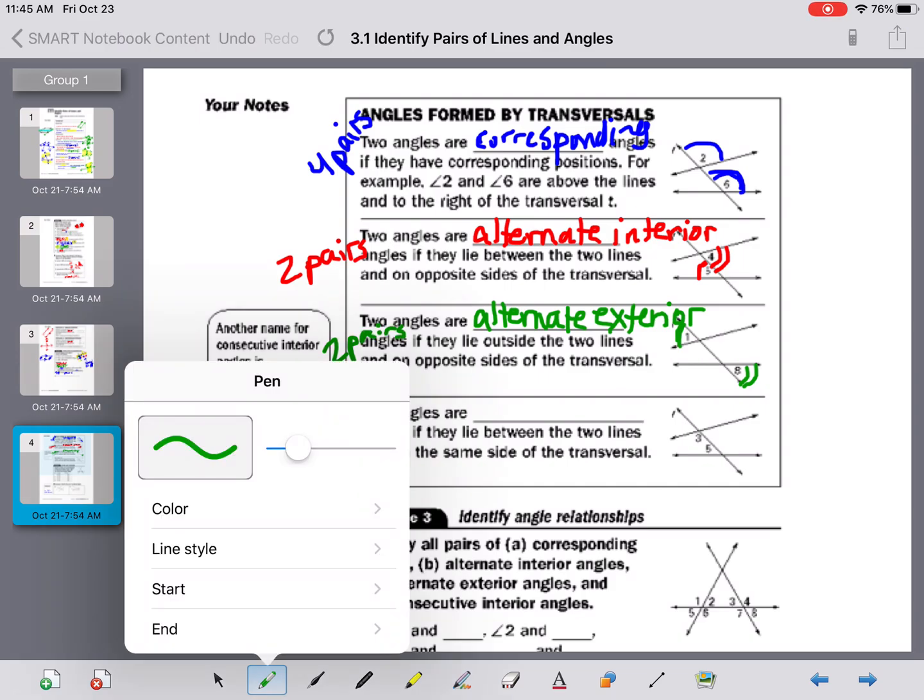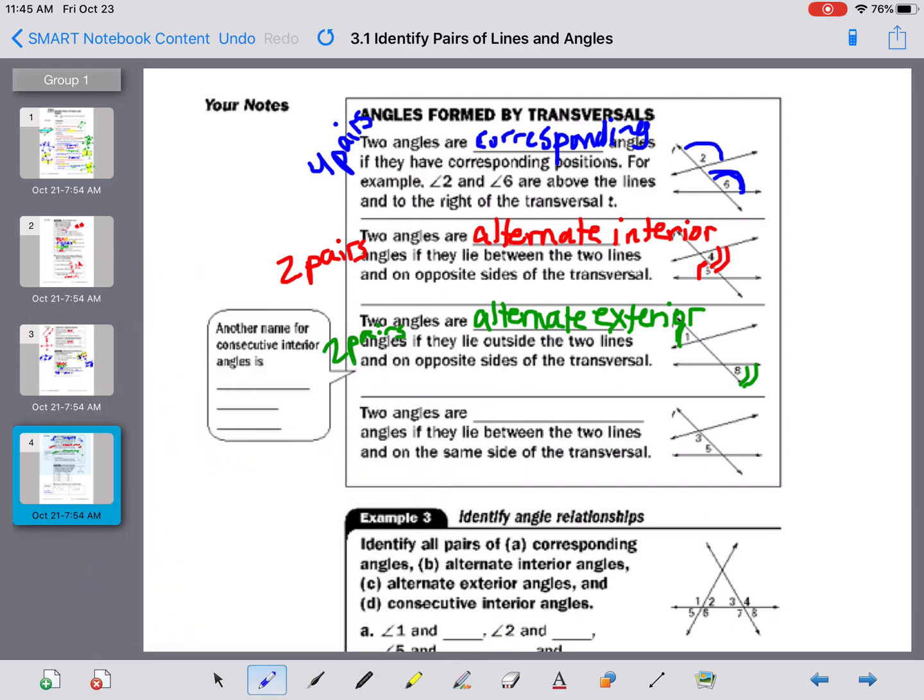Okay, and finally, the last one we have for vocab, two angles, if these are inside on the same side, right? These are consecutive interiors. Interiors because they're inside. Consecutive because they're one right after the other, okay? And just so you know, this little box here, the arrow should actually go here. It says another name for consecutive interior angles is same side interior. We still use the word interior to remind us they stay inside. And just so you know, there is no such thing as consecutive exterior angles. So the only ones we do are consecutive interior, okay?